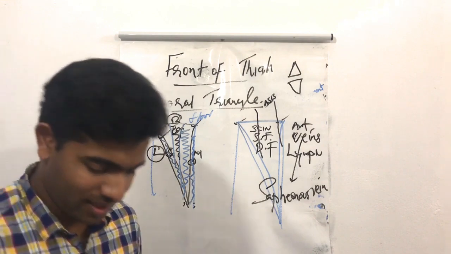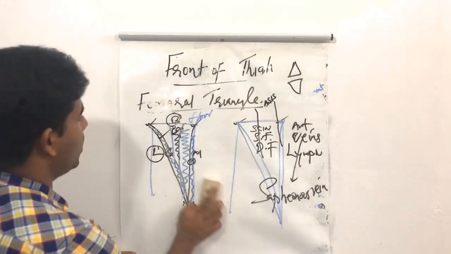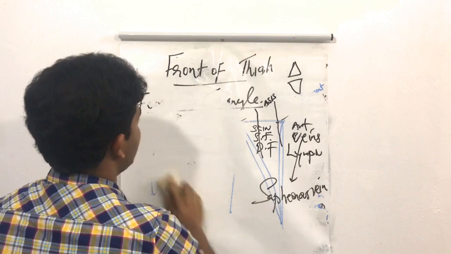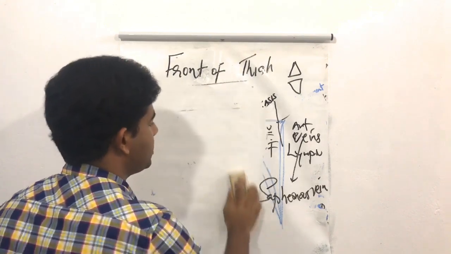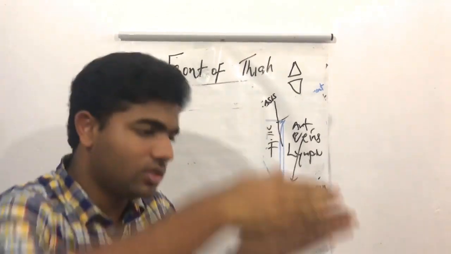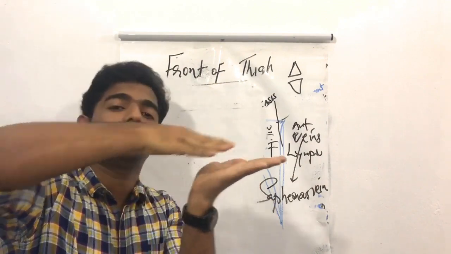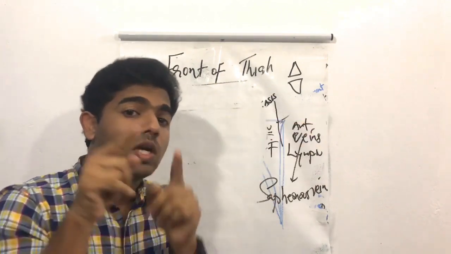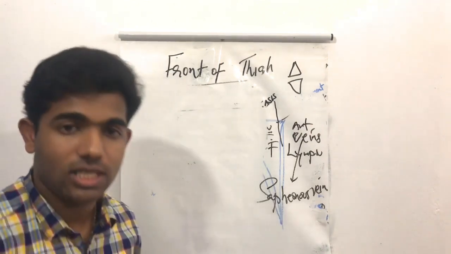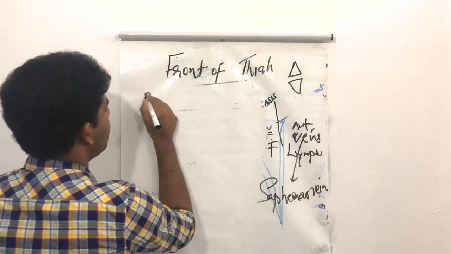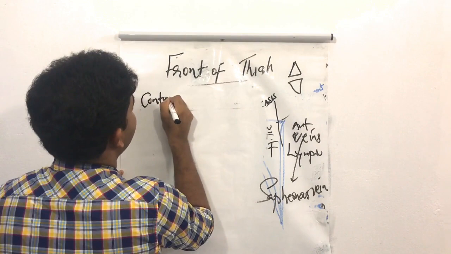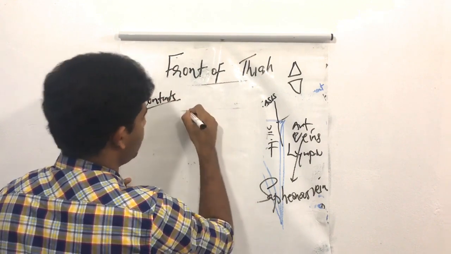Clear? Okay. Now, since it is a triangle, it will have something that is passing through the triangle. For example, this is a triangle, in an inverted shape. So there are structures that pass through the inside. We need to study those contents of the femoral triangle.